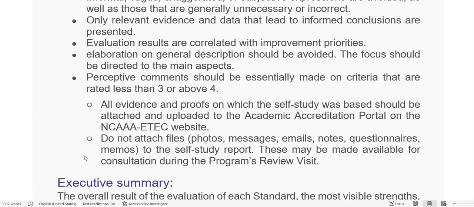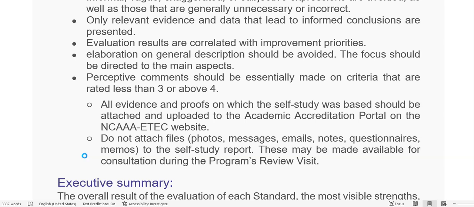Elaboration on general description should be avoided. The focus should be directed to the main aspects. If you are talking about advising, talk about advising. For advising, we have a procedure, we have a process. Do not talk generally about advising. Talk about specifics, which means talk about mechanism, procedures, evidence, implementation, samples, something like this. Do not talk in general.